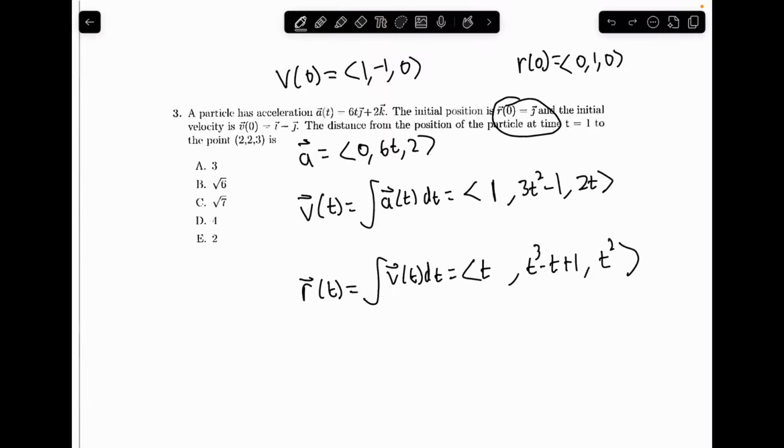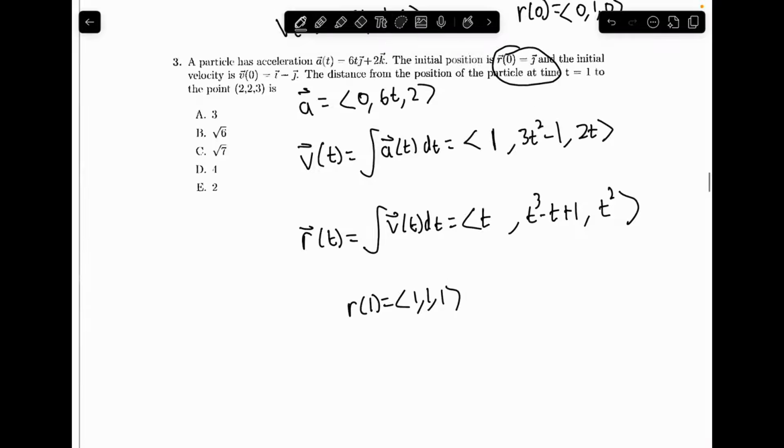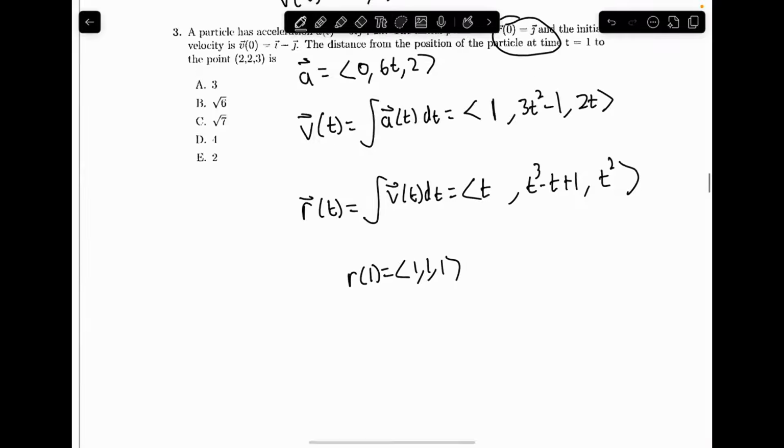Now we can just plug in t equals 1. We're going to get r of 1 equal to 1, then 1 cubed minus 1 plus 1 is just 1, and then 1. It's just 1, 1, 1, kind of funny. Now let's find the distance. Distance is going to equal a nice big square root: 2 minus 1 squared, or 1, plus 2 minus 1 squared, 1, and then plus 3 minus 1 squared, or 4, and that is square root 6.